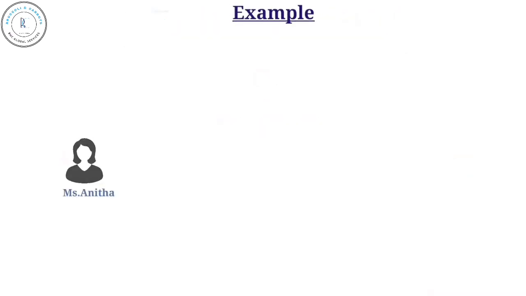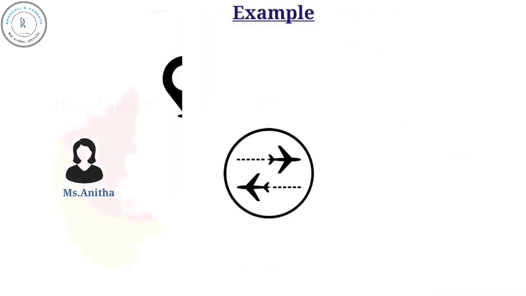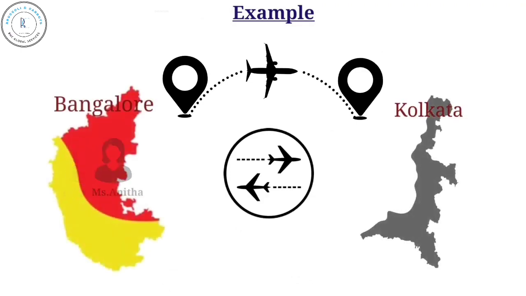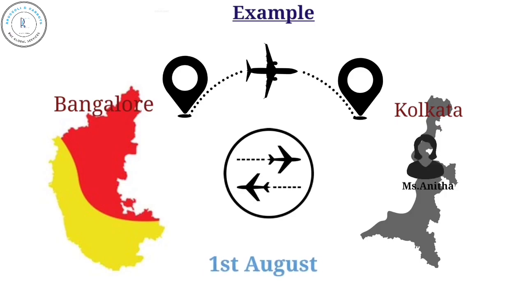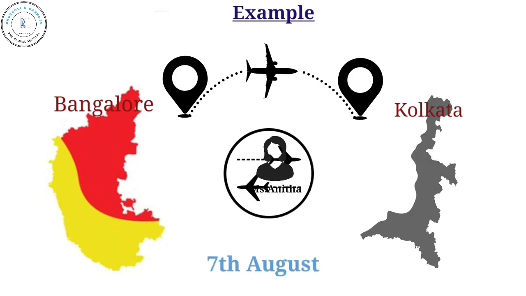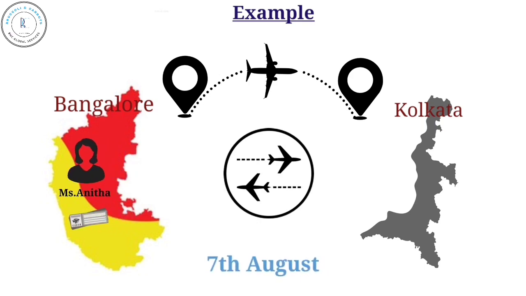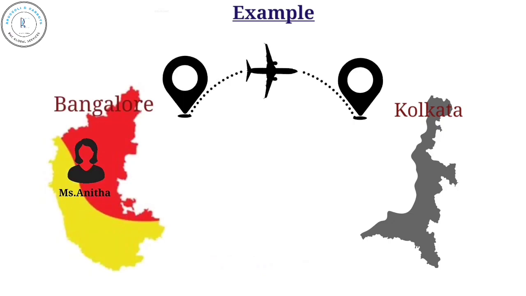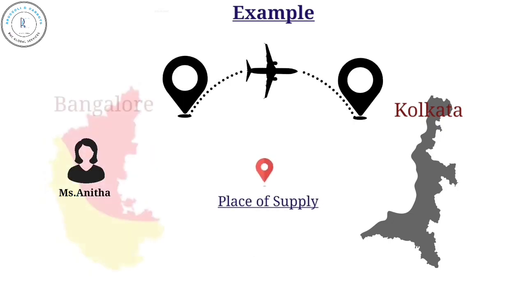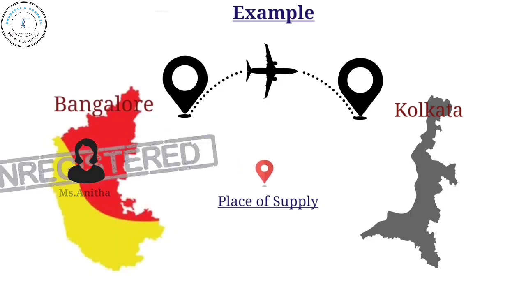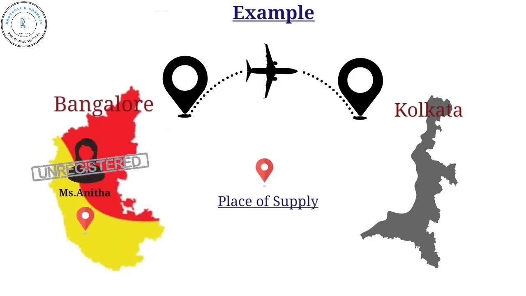Example: Ms. Anita books a two-way air journey from Bangalore to Kolkata. She leaves Bangalore on 1st August and lands in Kolkata the same day. She leaves Kolkata on 7th August and comes back to Bangalore the same day. She booked the return journey tickets in Bangalore at the same time. For the flight from Bangalore to Kolkata, place of supply will be Bangalore. Since she is unregistered, the location where she embarks on the journey becomes the place of supply. And CGST and SGST will be charged.